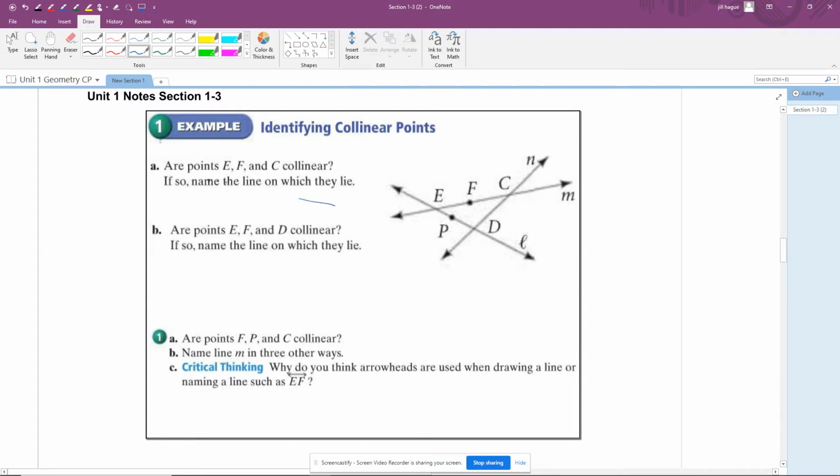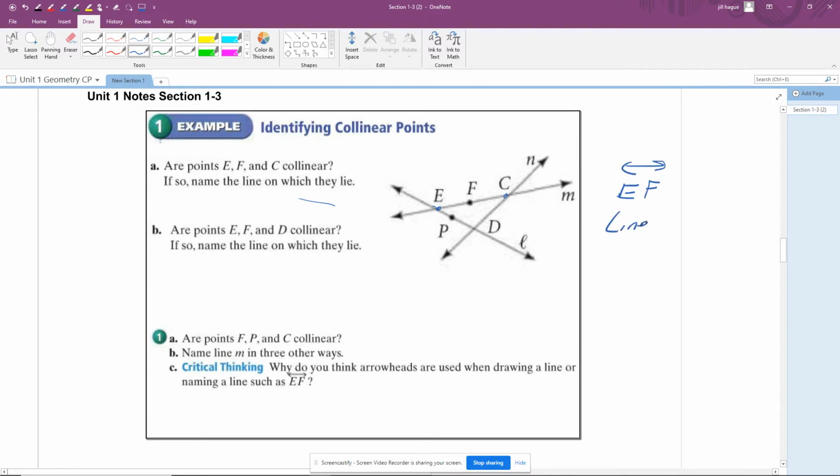And let's ask questions here. Are points E, F, and C collinear? Okay, so even though you don't see that point, there is a point at an intersection, right? So we have points E, F, and C. They are collinear. And if so, name the line on which they lie. So the line on which they lie could be a bunch of ones, right? It could be just line EF with our symbol.